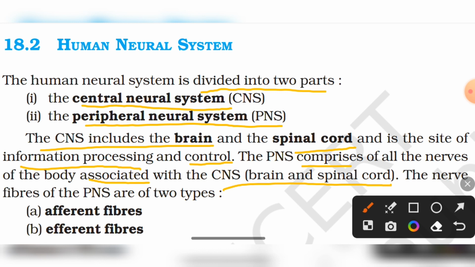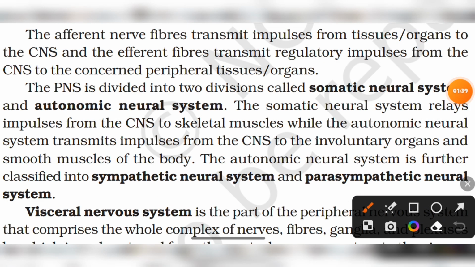The nerve fibers of the PNS are of two types. First, afferent fibers. Second, efferent fibers. The afferent nerve fibers transmit impulses from tissues or organs to the CNS, and the efferent fibers transmit regulatory impulses from the CNS to concerned peripheral tissues or organs.